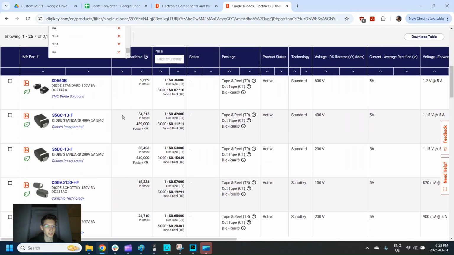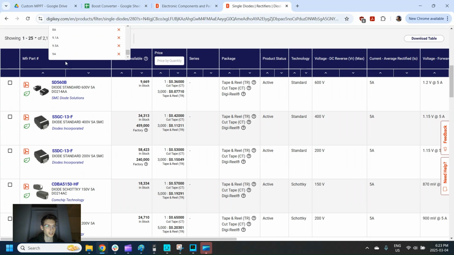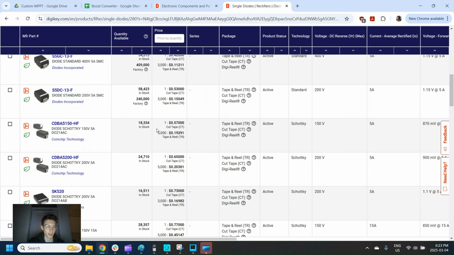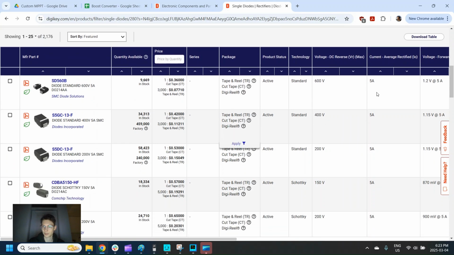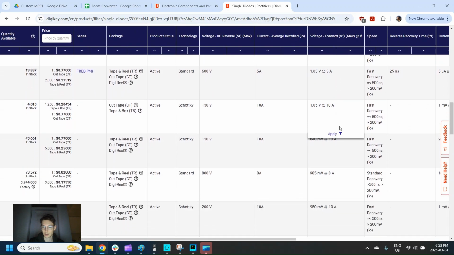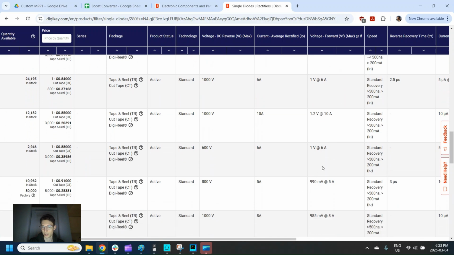Sorry, never mind. I did go lower. I went down to 9 amps. I don't know why it's going here. Okay, yeah, so I did set the minimum to be 5 amps. Anyways, we're looking through here, and we're looking based on our forward voltage. And we can see that there's a lot of options here around 1 volt.